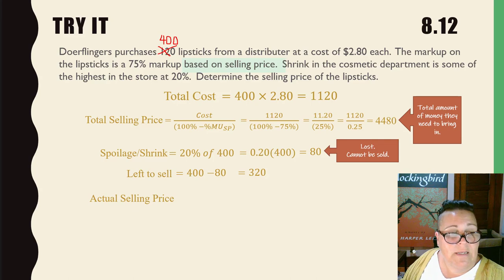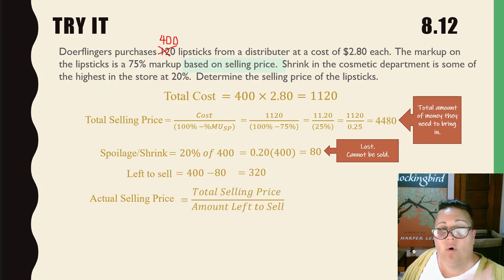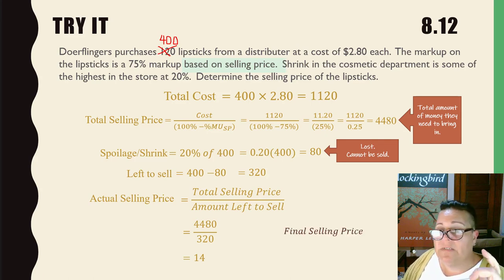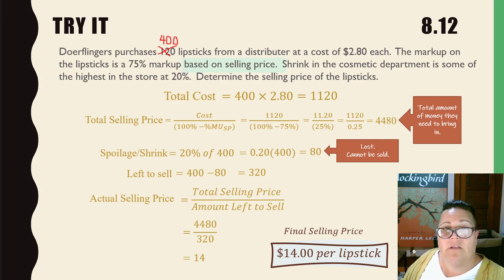Our actual selling price then is going to be the total amount of money we need to bring in. That's the 4,480 divided by the number left to sell, or 320. We're going to spread that evenly among the 320 we have left to sell, giving us a price of $14. So each lipstick should be $14.